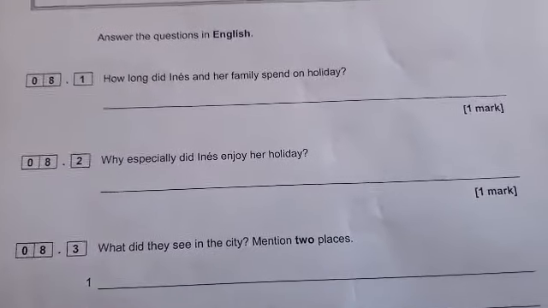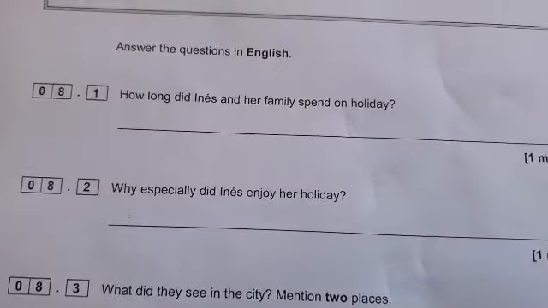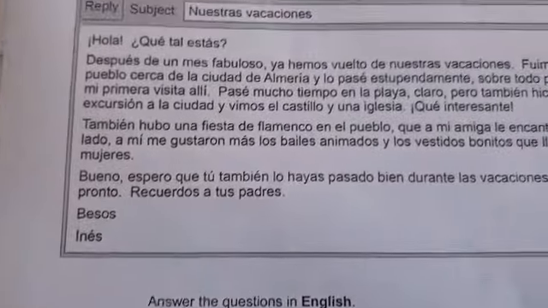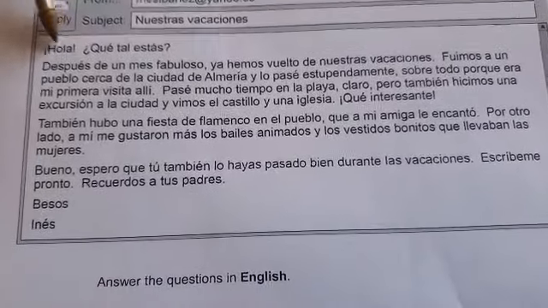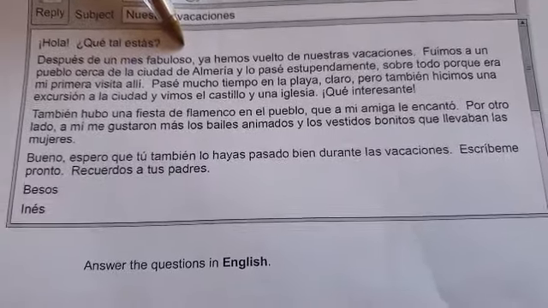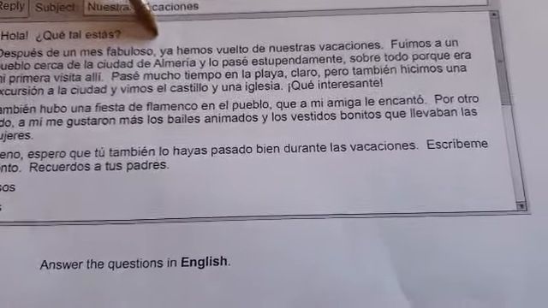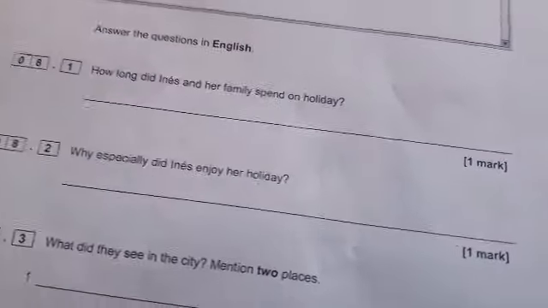So, look at the questions. Again, you have to write these in English. How long did Inés and her family spend on holiday? So, let's look for time. Does it say here? Después de un mes fabuloso. So, after a fabulous month. So, says here, after a fabulous month, we've returned. Hemos vuelto. So, here, how long did she spend?